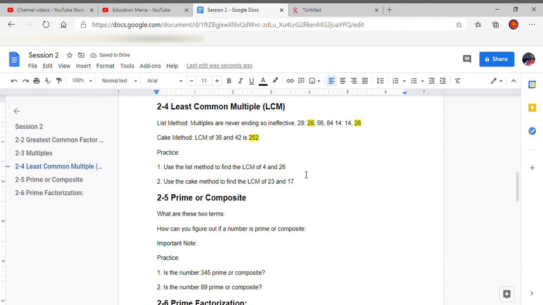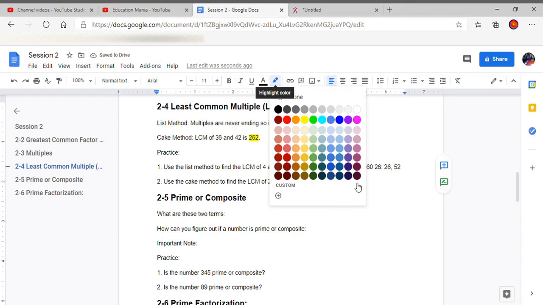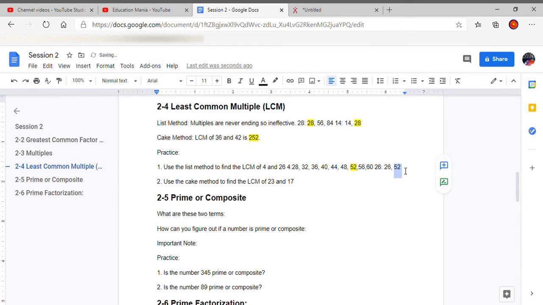So let's list them down. I'm gonna do 4 first. 4, I'm gonna start from the greatest multiple greater than this, which I can figure out is 28, 32, 36, 40, 44, 48, 52, 56, and 60. I'm gonna stop here. 26, and then 52. Oh, you can stop. We already see one in common, 52. So the LCM of 4 and 26 will be 52 using the list method.